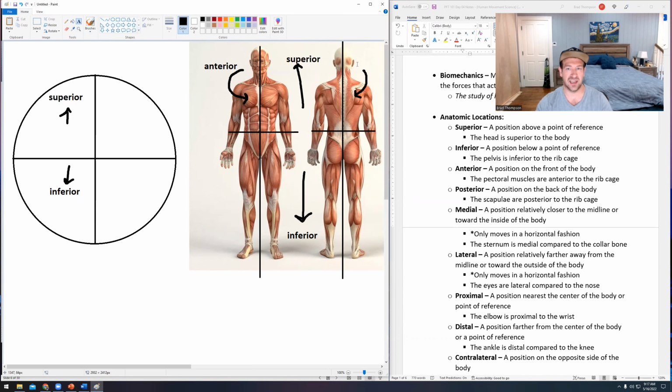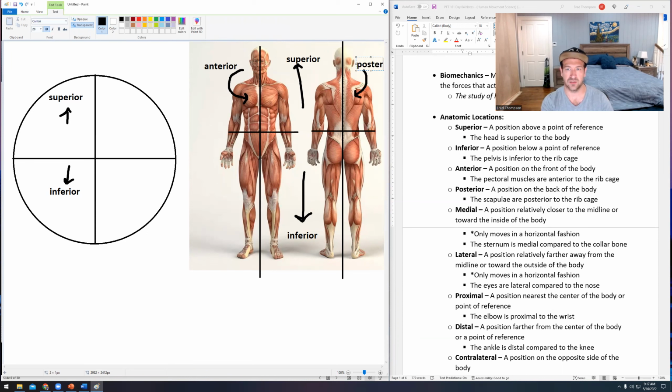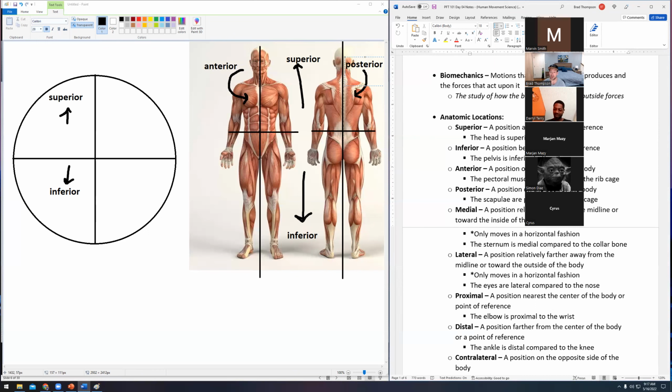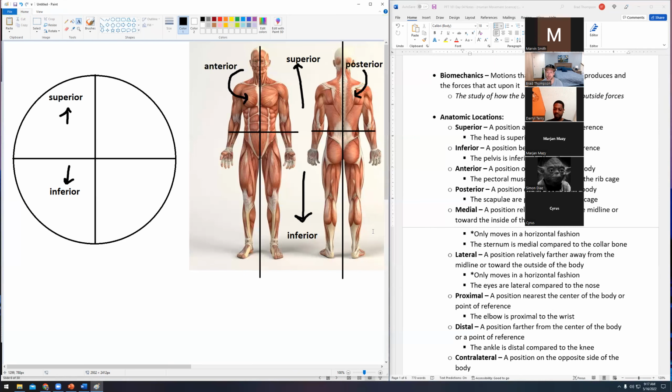So that's posterior. That's another thing my parents used to do. When I was a kid, my mom would threaten me and she'd say, you are going to have a bruised posterior if you do not start behaving. And that was her nice way of warning me.